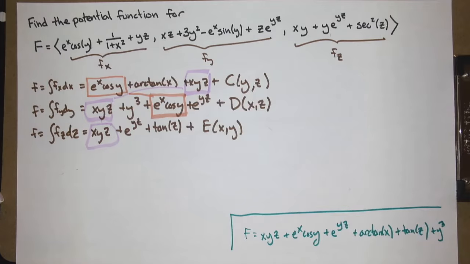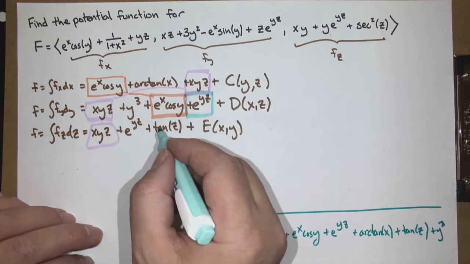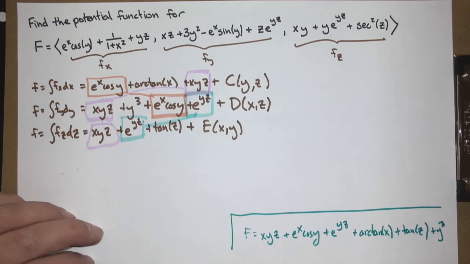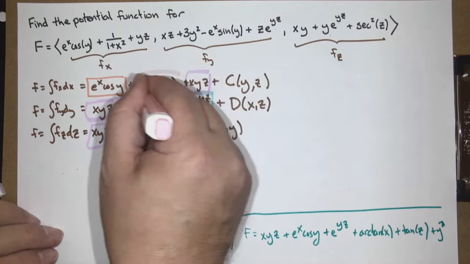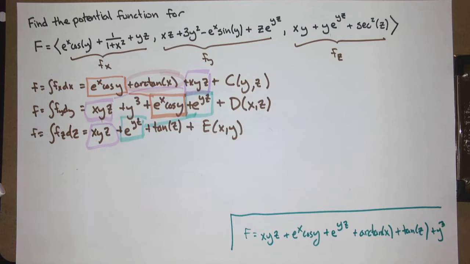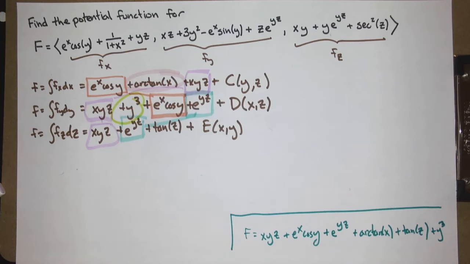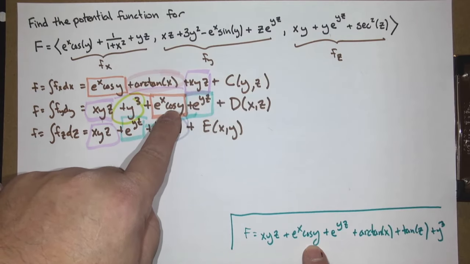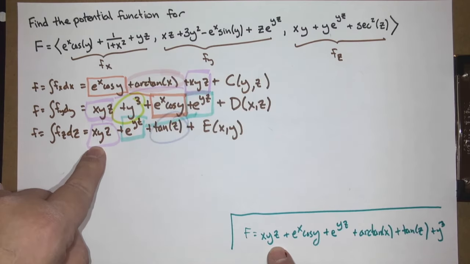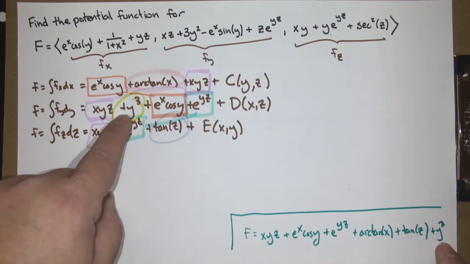Also, we have to check e to the yz. Well, that depends on y and z. It shows up in y, and it shows up in z. So there's consistency. And then you have your last three parts. Again, you don't have to check for consistency, but they're all there. There's the arctangent of x, there's the y cubed, and there's the tangent of z. So it passes the consistency check, and now you put it together. So you have your e to the x cosine y, you have your xyz, you have your e to the yz, you have arctangent of x, you have tangent of z, and you have y cubed.